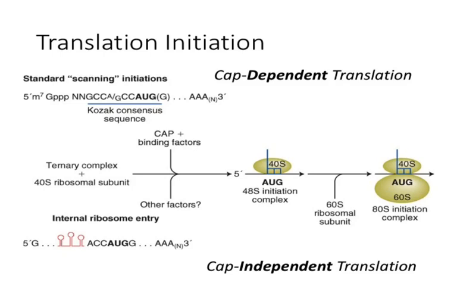And just a quick side note, it seems the most important ones are this G here and the decision on this A or G. They seem to be the most important ones in determining the likelihood that translation begins from that AUG.